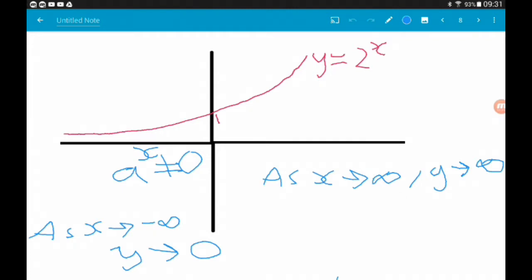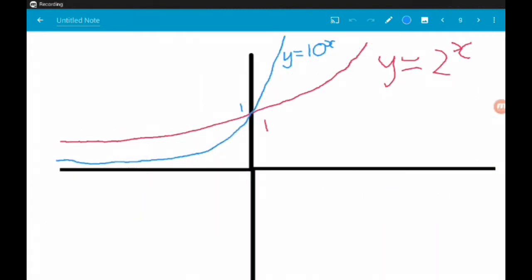So now let's take a look at comparing 2 to the power of x to 10 to the power of x and see what our different value of a does. Okay then, so here we have a sketch of 10 to the power of x relative to 2 to the power of x. So what can we see here then? Well, what's happening on the left, 10 to the power of x gets smaller faster, and on the right it gets bigger faster, but it still goes through the same point on the y-axis.